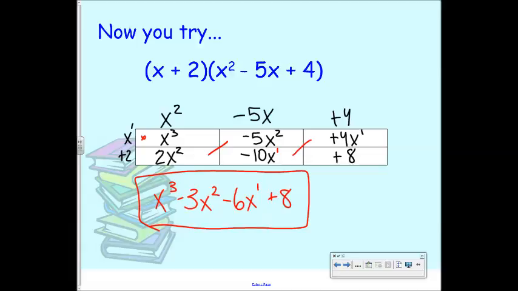Okay, for your exit tickets today, I'm going to actually have you guys do them on the board. So just do these 4 at your boards now.